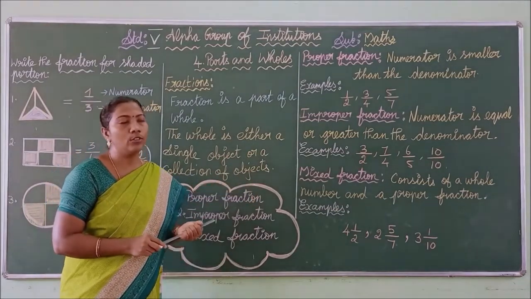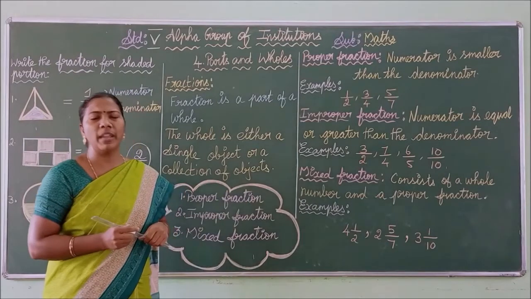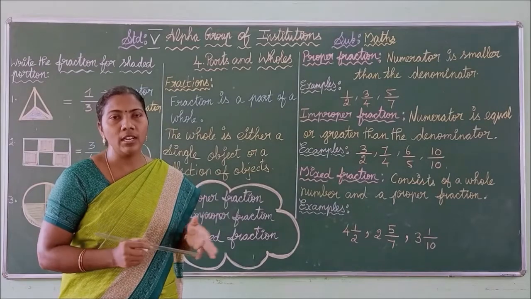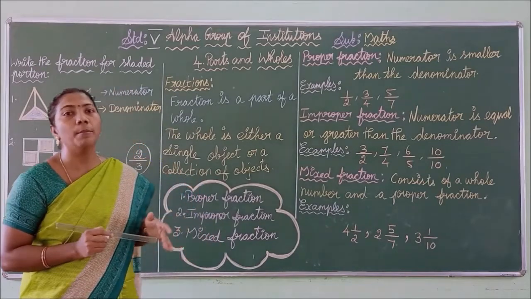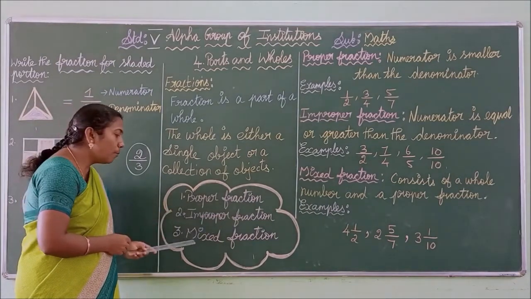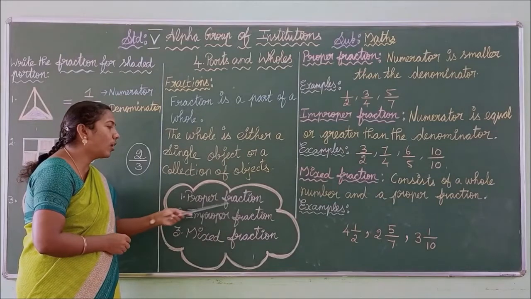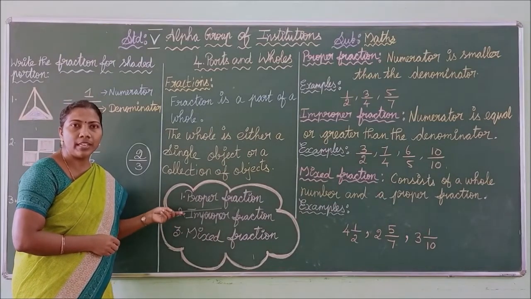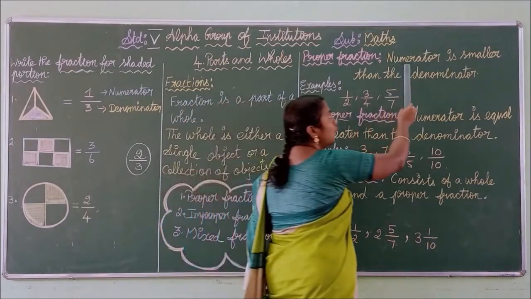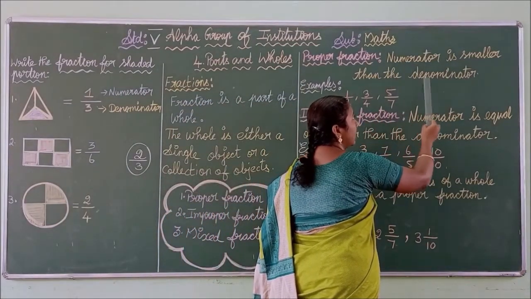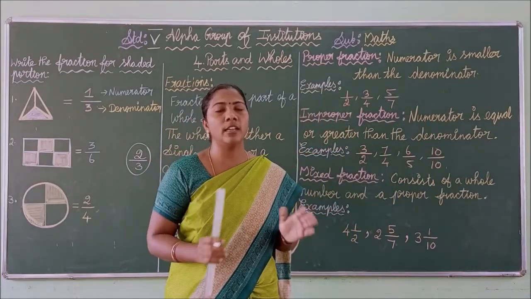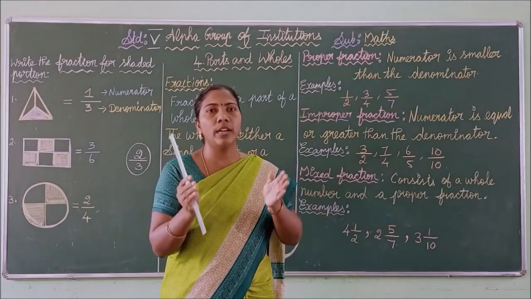Next, we are going to see types of fractions. Mainly, first we are going to see 3 types of fraction. First, proper fraction, then improper fraction, and then mixed fraction. How do you call the proper fraction? What is the definition for it? Let us see one by one. What is meant by proper fraction? The numerator is smaller than the denominator. It means the denominator is the bigger one and the numerator is the smaller one.